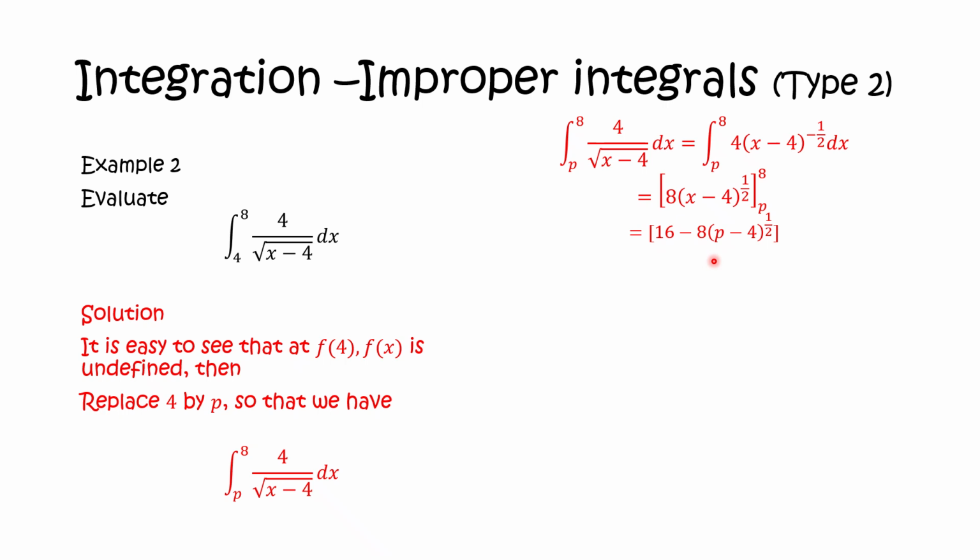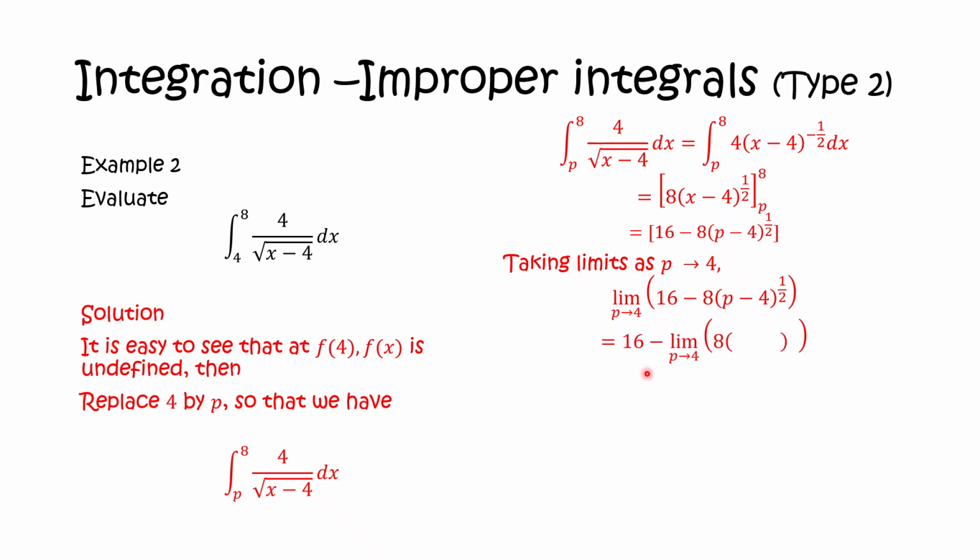This is what we would get: 16 minus 8 times (p minus 4) to the power half. Now we take the limit as p approaches 4. So the limit as p approaches 4, we are going to have 16. Recall 16 is a constant, and if we try to find the limit of a constant, we'd always get that constant. We focus on the p terms, which are in the other part.